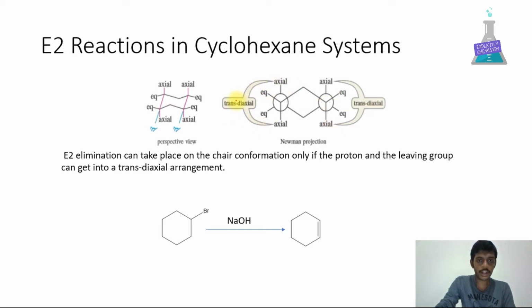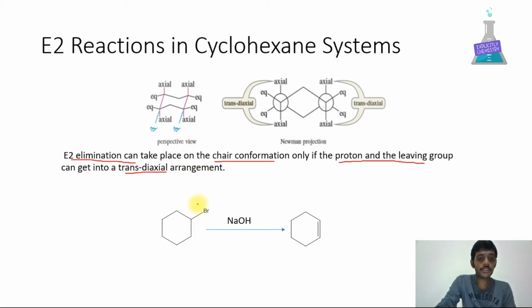This one and this one are trans diaxial, and these are trans diaxial, which are on opposite sides. These are equatorial. E2 elimination can take place only in the chair form if the proton and the leaving group are in a trans diaxial arrangement.